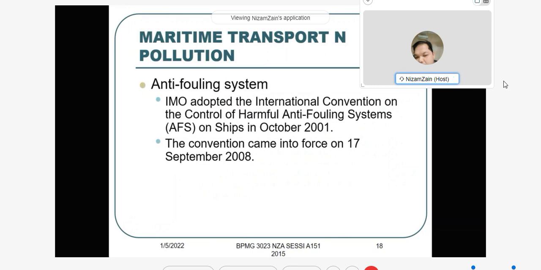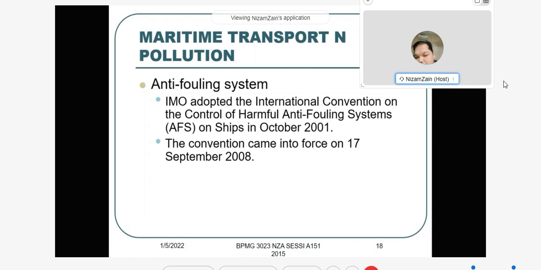Due to the experience that they have gone through, they introduced the International Convention on the Control of Harmful Anti-Fouling Systems (AFS) on ships in October 2001, right? And it came into force in 2008, right? So you just imagine they introduced this special convention on AFS, the anti-fouling system.